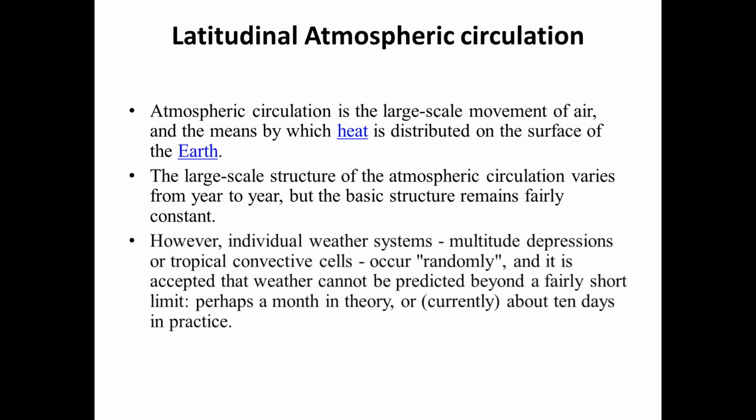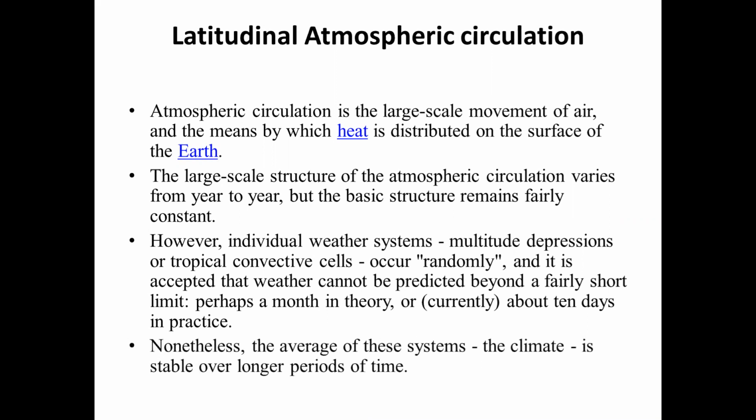However, individual weather systems, mid-latitude depressions or tropical convective cells, occur randomly, and it is accepted that weather cannot be predicted beyond a fairly short limit, perhaps a month in theory, or currently about 10 days in practice. Nevertheless, the average of these systems, the climate, is stable over a longer period of time.